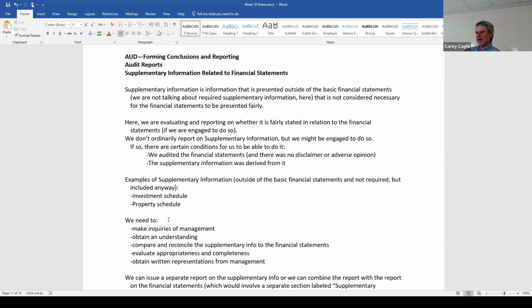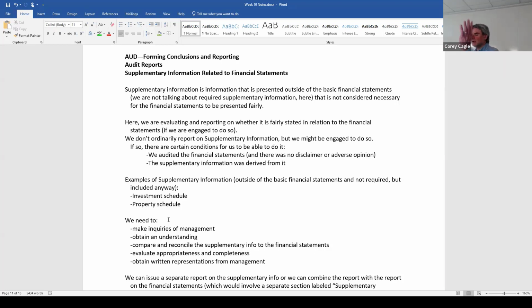So other than that, kind of obvious statements there, we would be separately engaged to do this if we had already audited the financial statements and the supplementary information was derived from it. But we can't do it if there was a disclaimer or an adverse opinion. Examples of this stuff, again, it's stuff outside of the basic financial statements, stuff that's not required, but they included it anyway, like certain schedules, investment schedule, property schedule, that kind of thing.